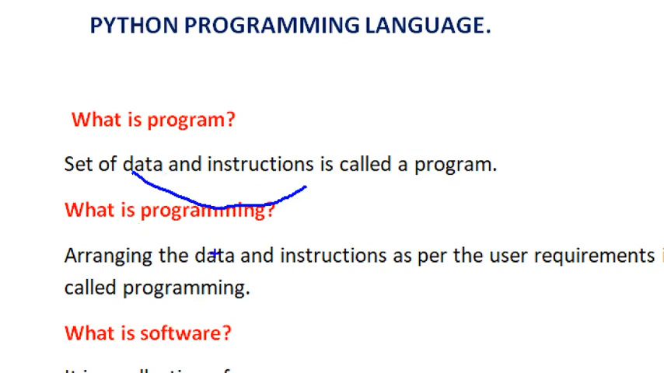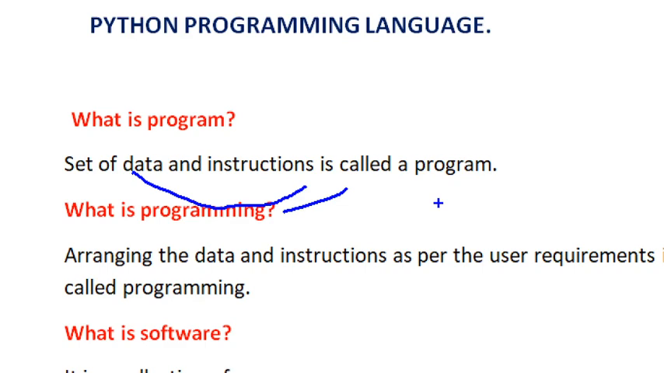Next, what is meant by programming? Programming is nothing but arranging the data and instructions as per the user requirements. We have data and instructions, and we are arranging them as per our requirements or the user requirements. That is what we call programming. That is the difference between program and programming.